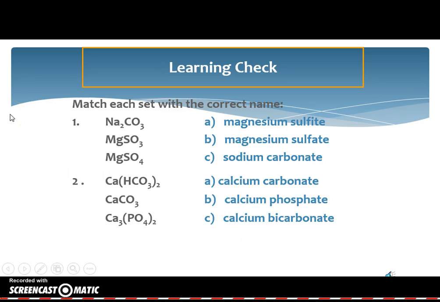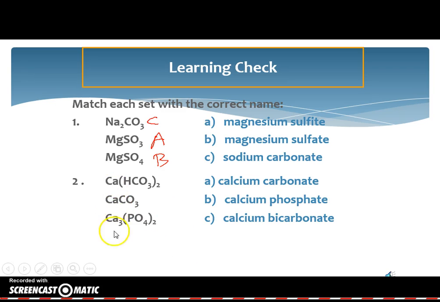Match each set with the correct name. All right. So Na, that's sodium. Well, I only have one of those, so there's C. The next one, MgSO3, I have to be careful because I have a 3 here and a 4 here. So 3 would be sulfite. That's A. That means this one has to be B.